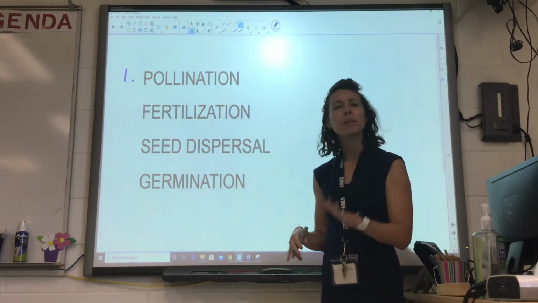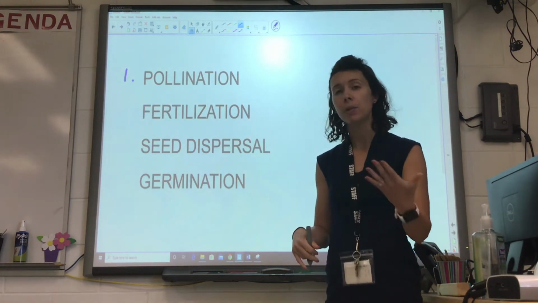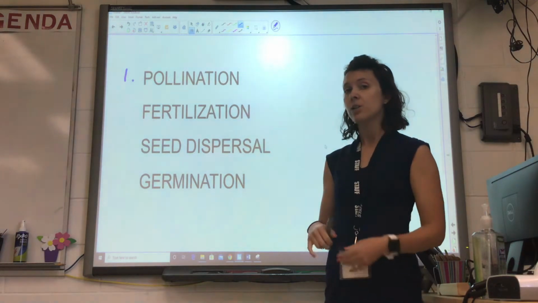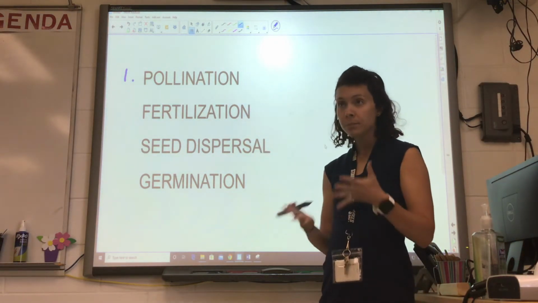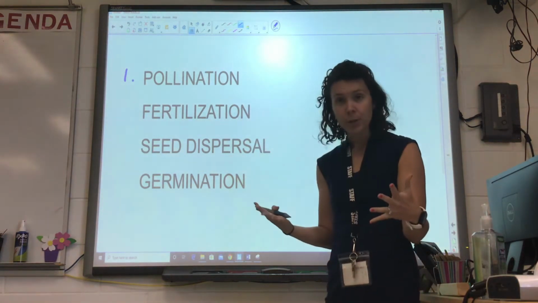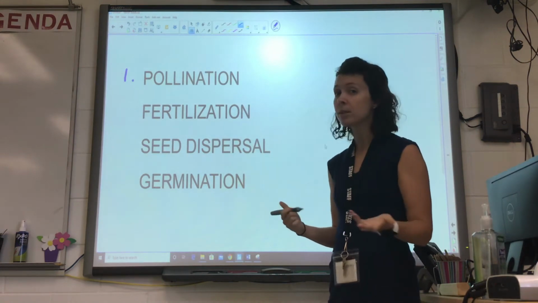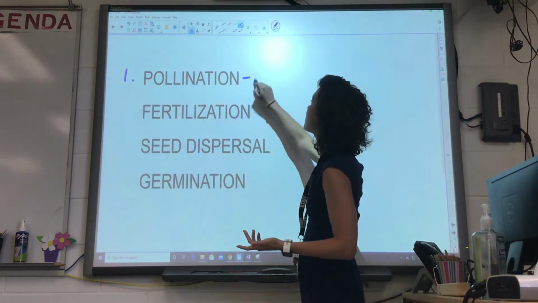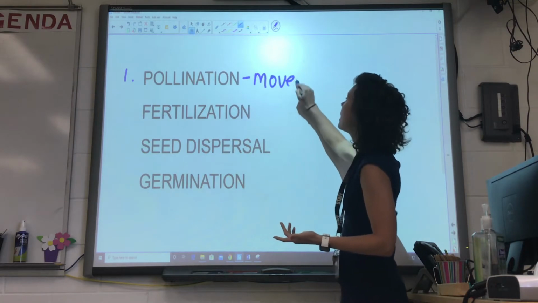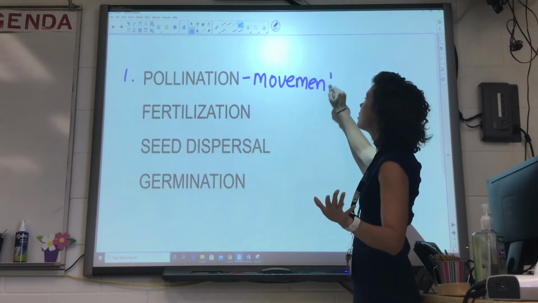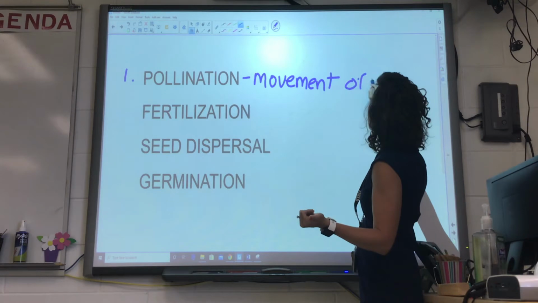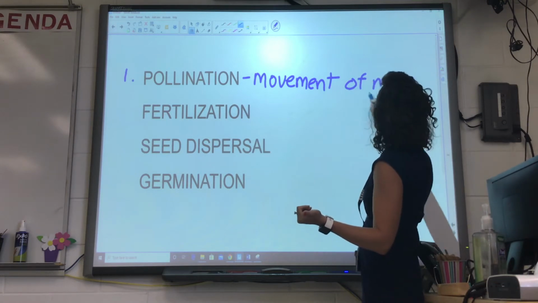And you might wonder, what is pollen? Pollen is actually the male part of a flower, okay? So when you are smelling and then sneezing afterwards, it's that pollen. It's those male parts that are making you sneeze, okay? So this is the movement of male parts. Now remember, you have all this in your notes already. Movement of male parts.